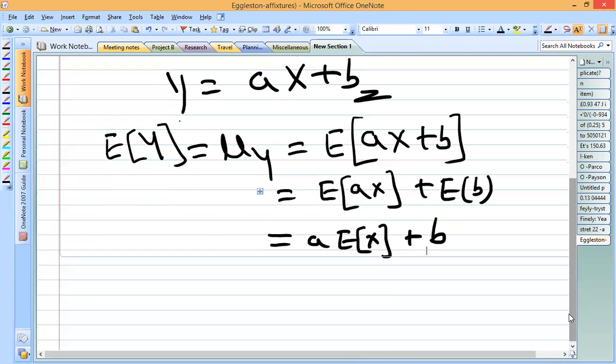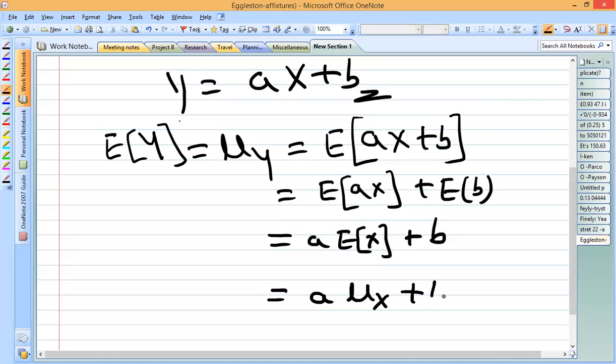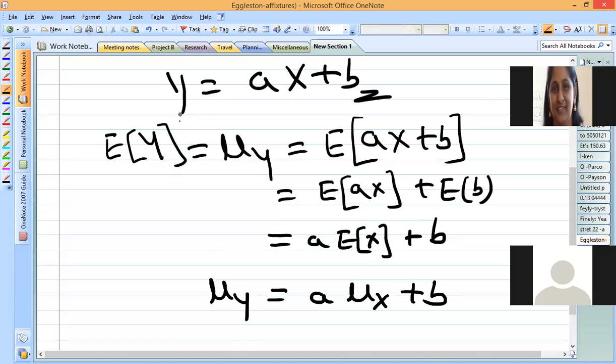So here we can write this equation as the expectation of x, which is nothing but the mean of the random variable x. So here you can replace that as mu x plus b. You can see that for the transformation function y equals ax plus b, if you calculate the mean of this transformed variable y, it will be expressed in terms of the mean of the random variable x. That is, we can write this as mu y is equal to a mu x plus b.